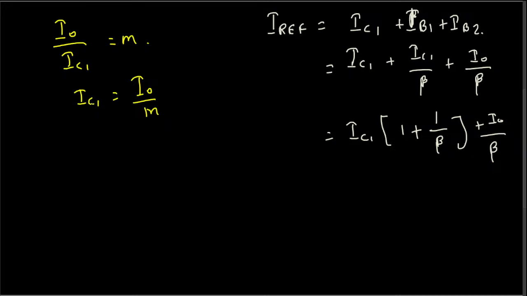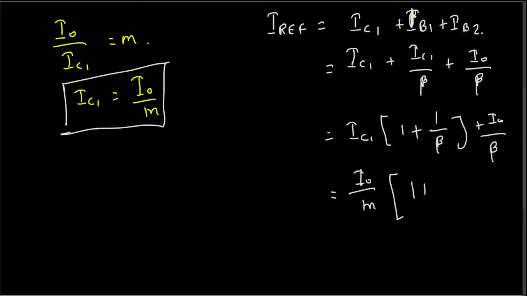And we have another expression for the IC1 over here, I0 over M. We can substitute that one over here. If you do that, then this is I0 over M times 1 plus 1 over beta plus I0 over beta right here.